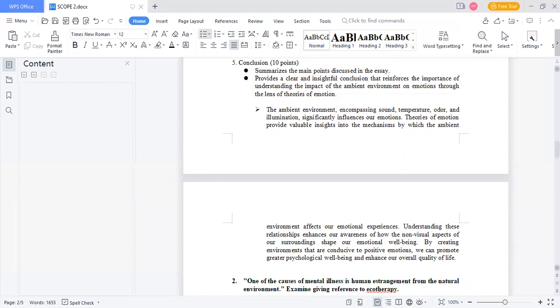So I also put just a brief example of a conclusion one might put, where you also explain the ambient environment, encompassing sound, temperature, odor, illumination. I am acknowledging the significance it carries towards our emotions, and then also looking at the aspect of theories of emotion, how they also tend to explain how ambient environment influences our emotions as well.